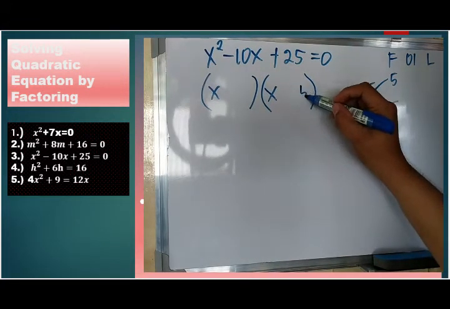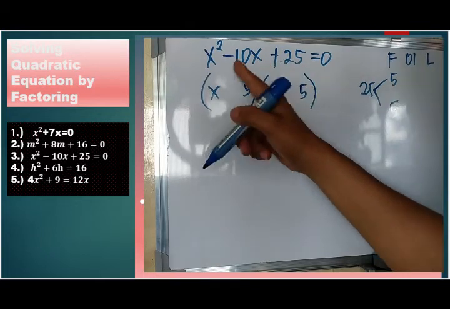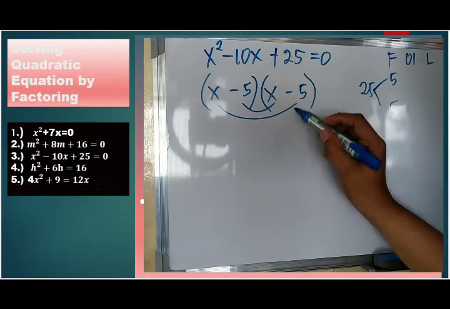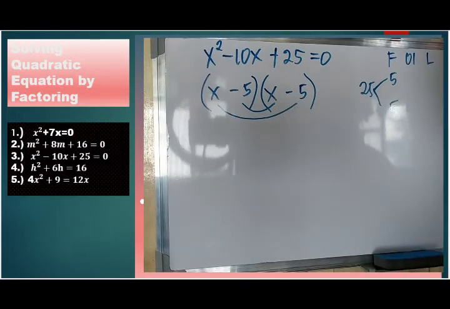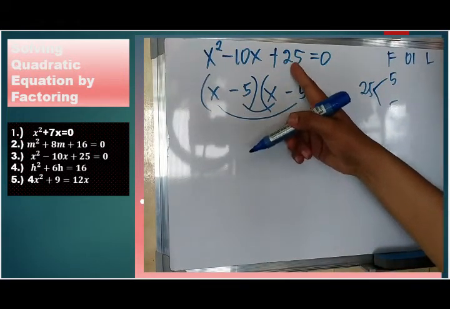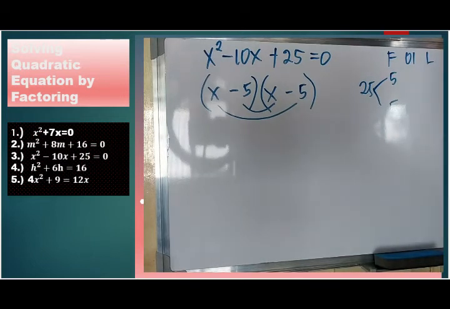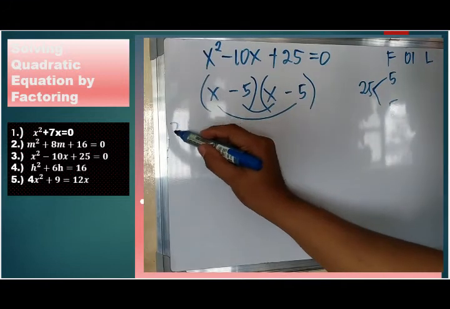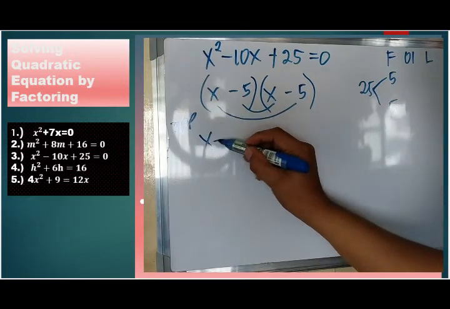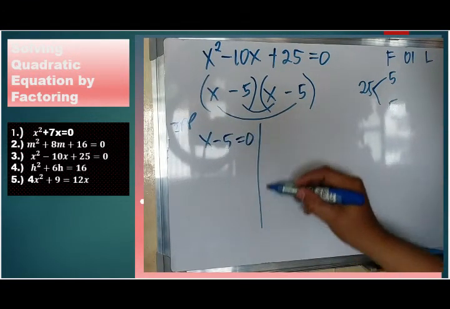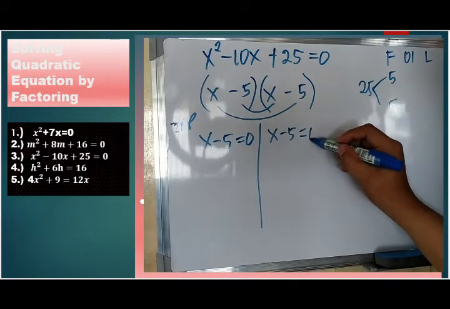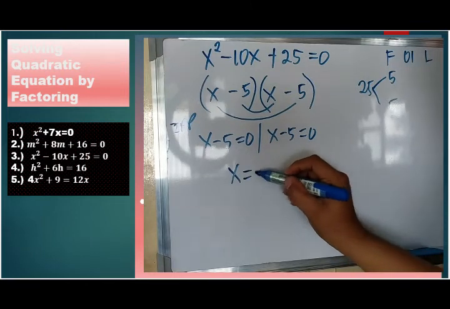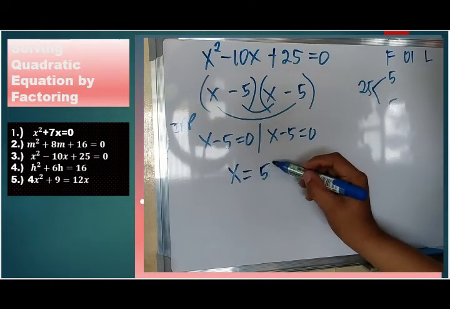So you have 5 and 5. So since it's negative, it could be negative 5x and another negative 5x. So that's negative 10x. Negative 5 times negative 5 is positive 25. It means that all the terms, the factors are correct. So applying ZPP, you now have x minus 5 is equal to 0 and x minus 5 is equal to 0. It means to say that the value of x is 5.